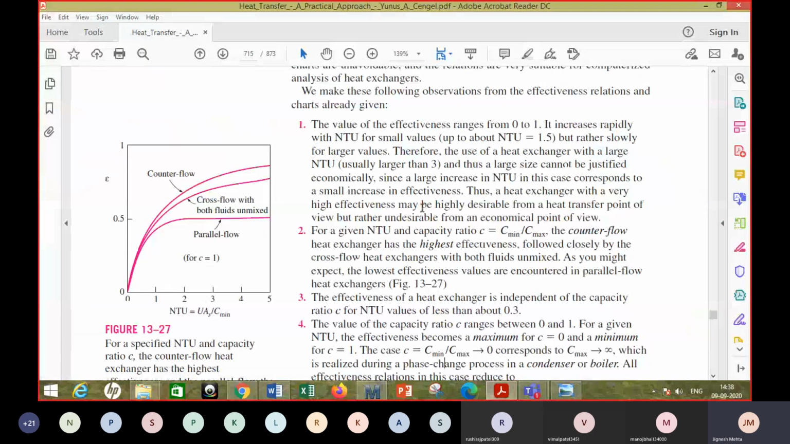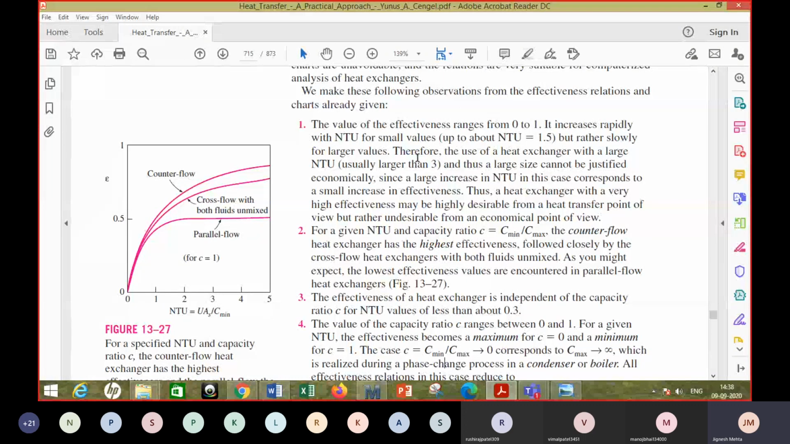Okay, now moving further, if you observe the effectiveness versus NTU graphs, you'll be able to observe certain characteristics. So those are mentioned here. So this lecture will mainly follow the book from Cengel. So we make the following observation from the effectiveness relations and charts already given. 1. The value of effectiveness ranges from 0 to 1.